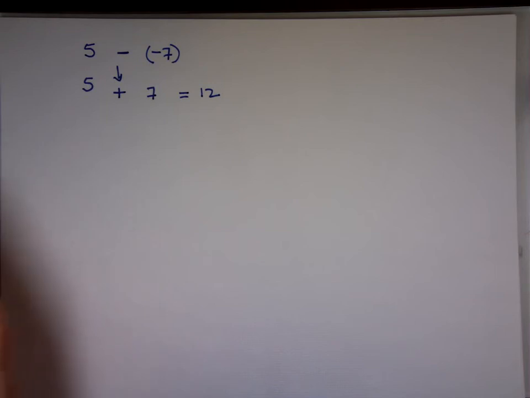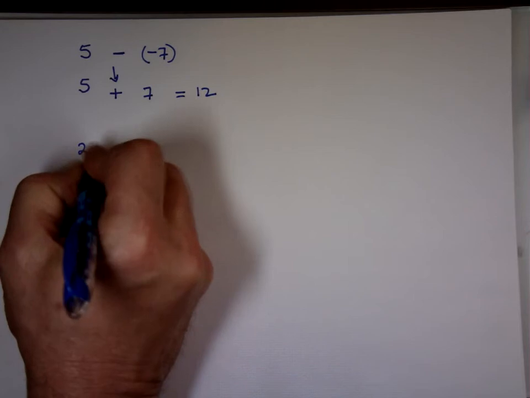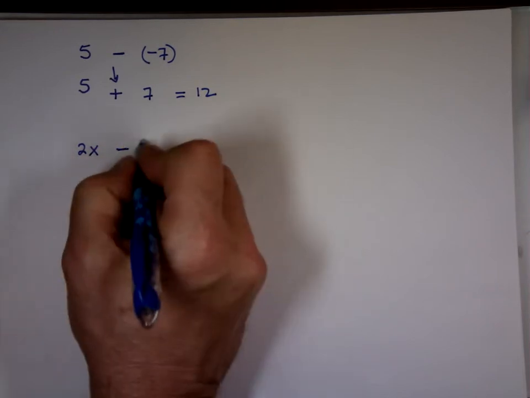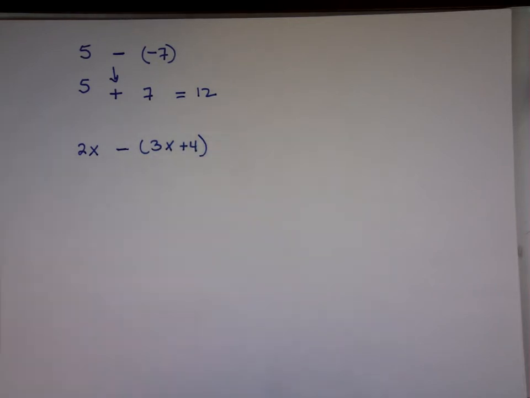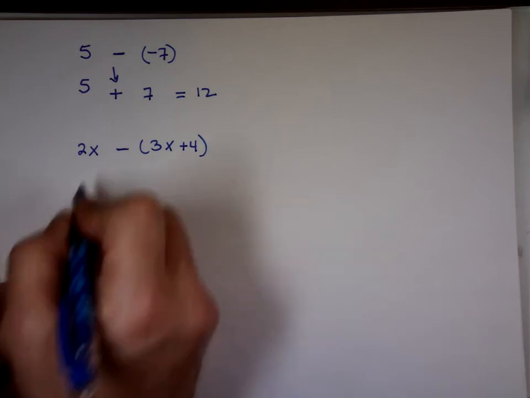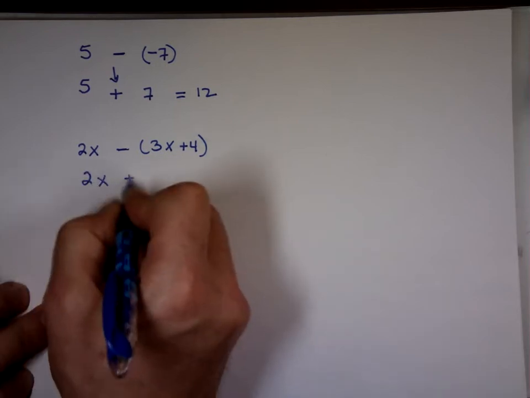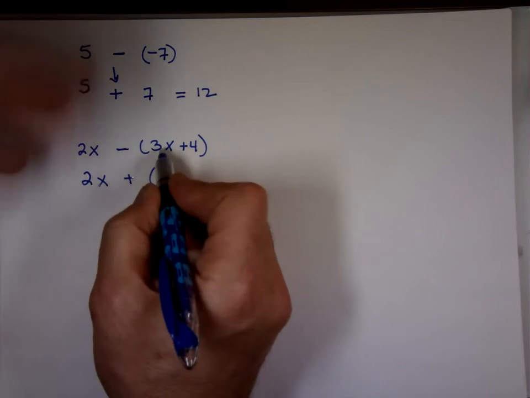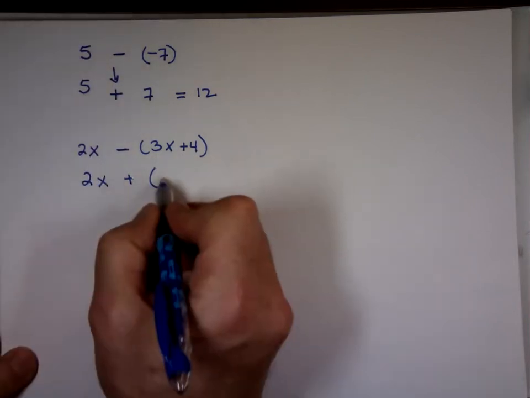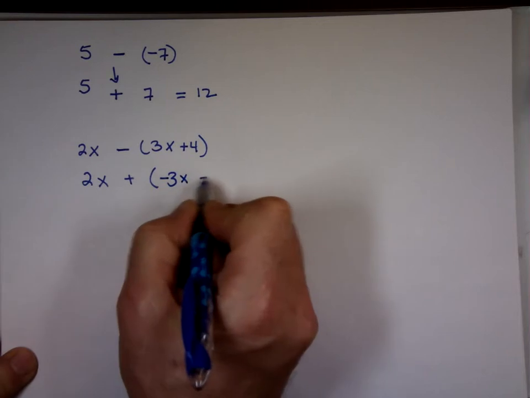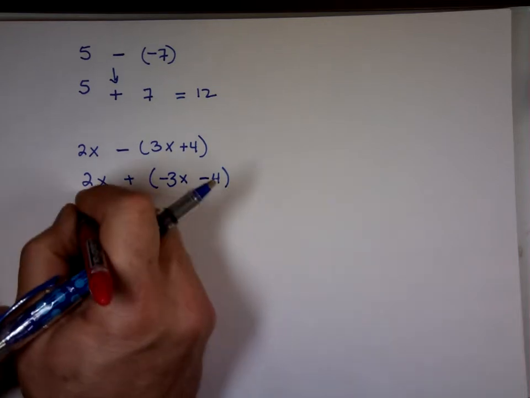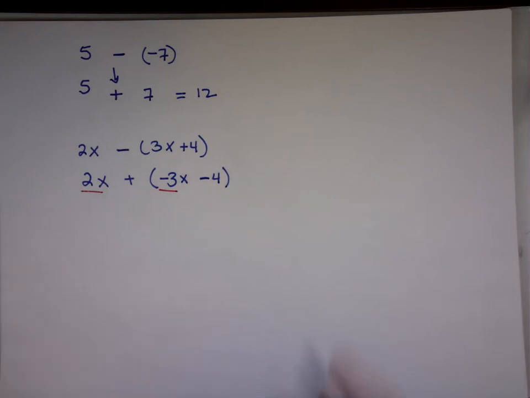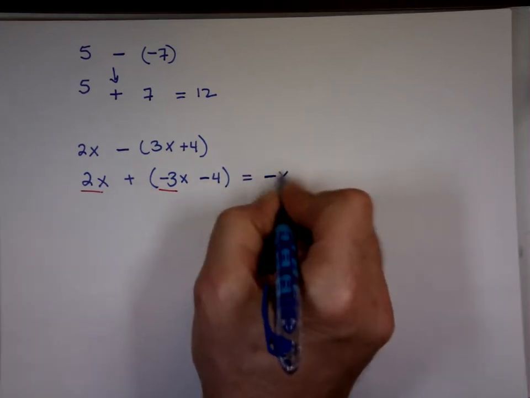If I want to subtract 2x minus 3x plus 4, I can change that to addition by taking the opposite of that, which means the opposite means what? Change all the signs on the inside, which is what? Negative 3x minus the 4. And now you look for like terms. 2x minus 3x is what? Negative x. And the minus 4, there's nothing to add to it.